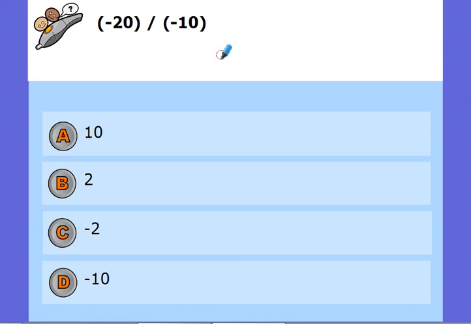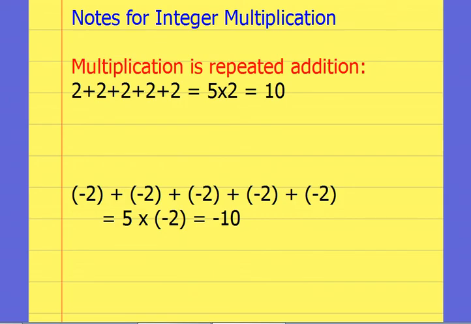Alright, go ahead and try this one. Alright, so 2 negatives. So the answer is going to be positive. 20 divided by 10 is 2. So our answer there would be positive 2. Alright, let's take a look at this.